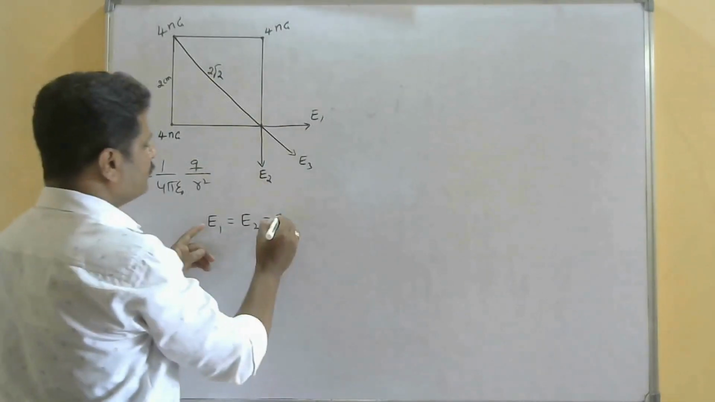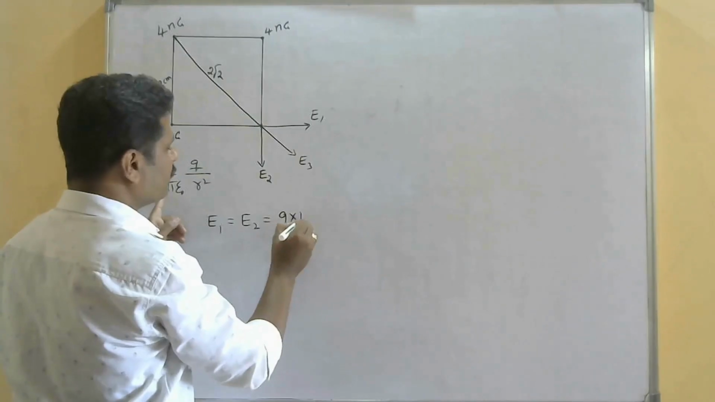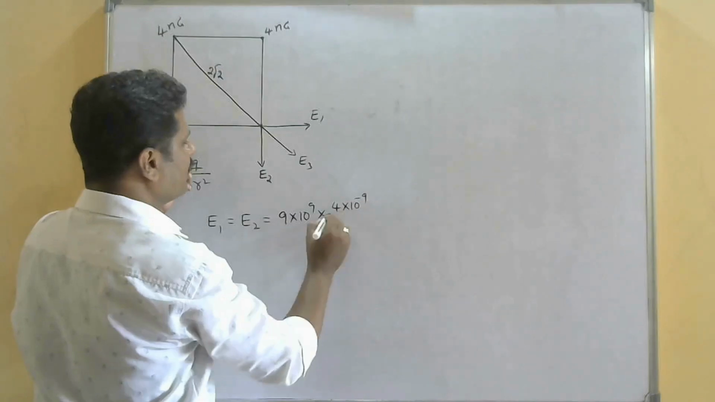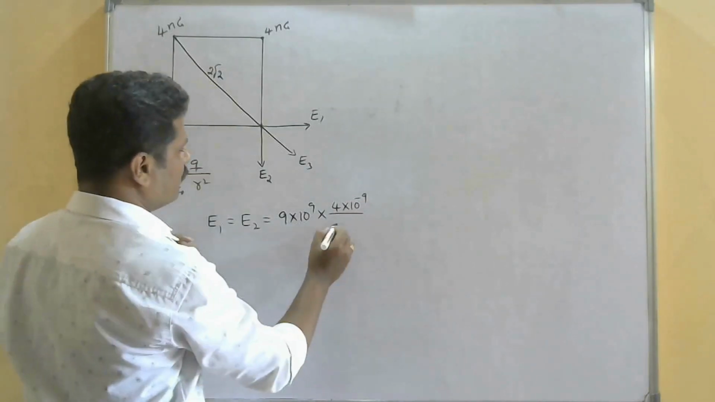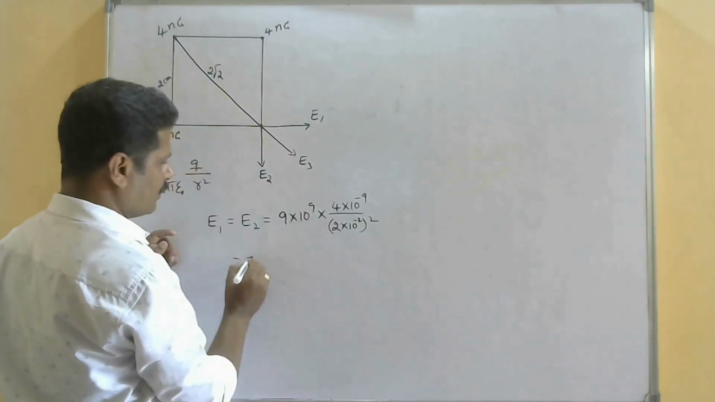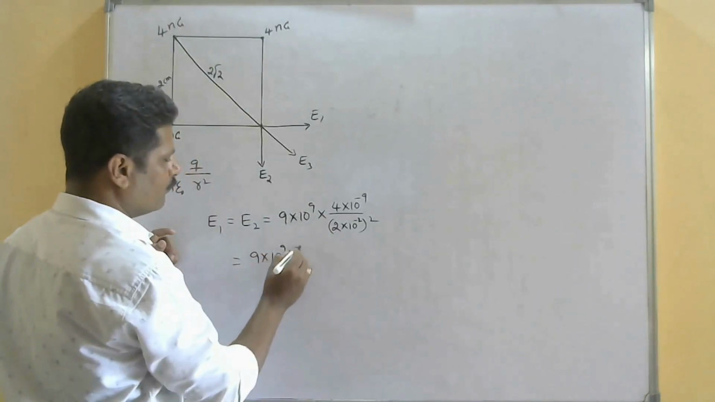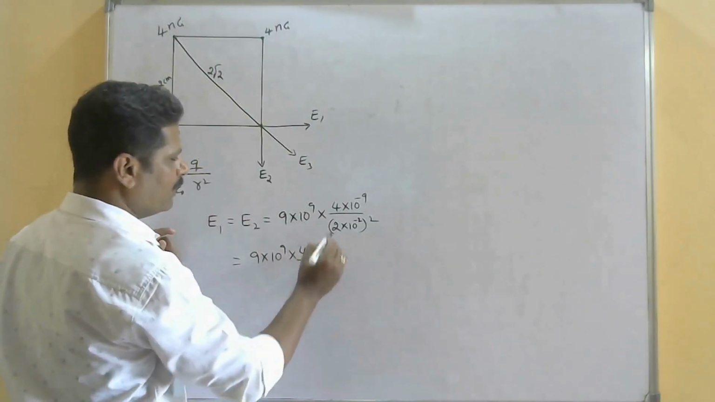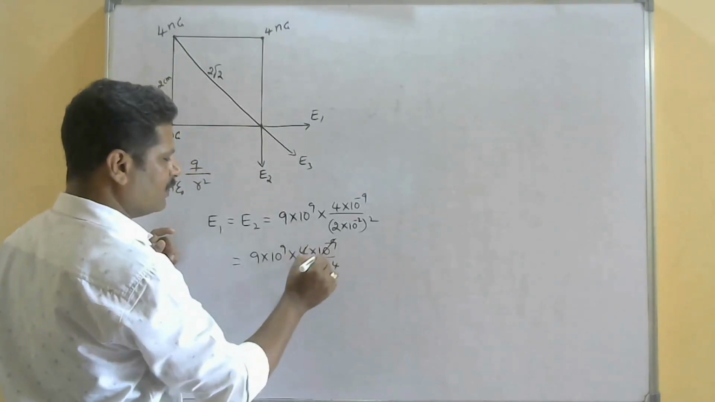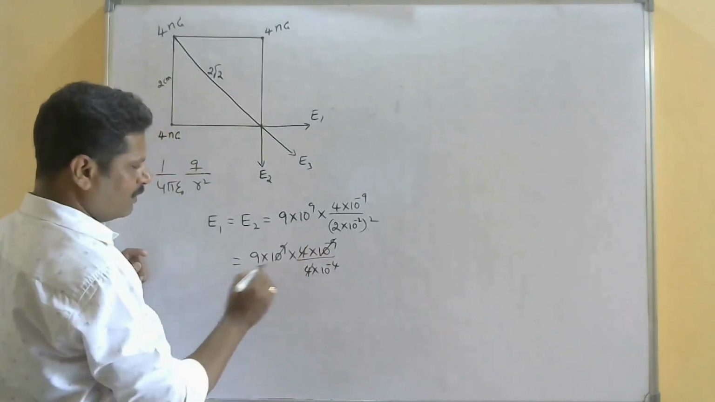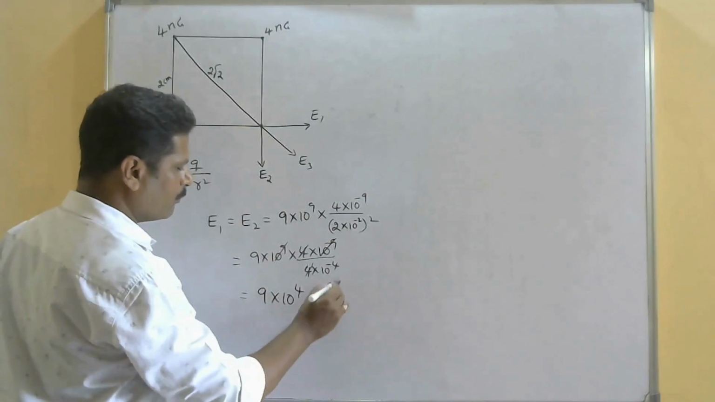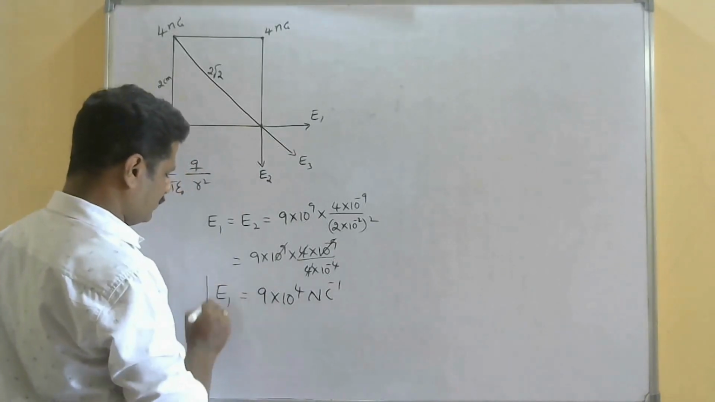This is equal to how much? 1 by 4 pi epsilon naught value is 9 times 10 raised to 9, into the charge, which is 4 nanocoulomb, 4 times 10 to the power of minus 9, divided by r square, the distance square, that is 2 centimeter whole square. This is equal to 9 into 10 raised to 9 into 4 times 10 to the power of minus 9 divided by 2 to the 4 times 10 raised to minus 4. The powers of 10 cancel, and we get 9 into 10 to the power of 4 Newton per coulomb. This is E1 and E2.